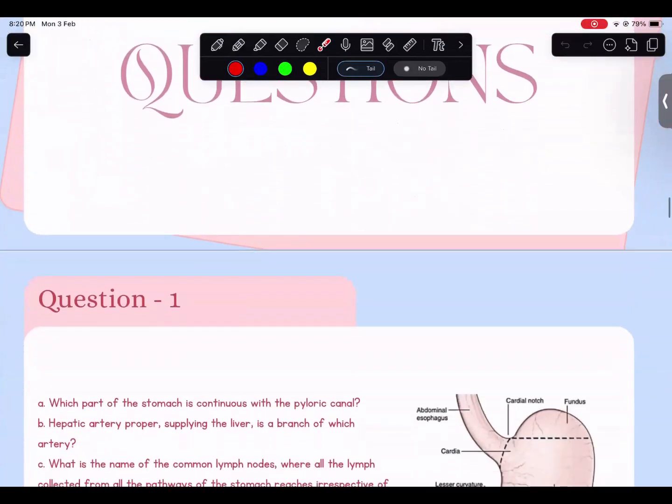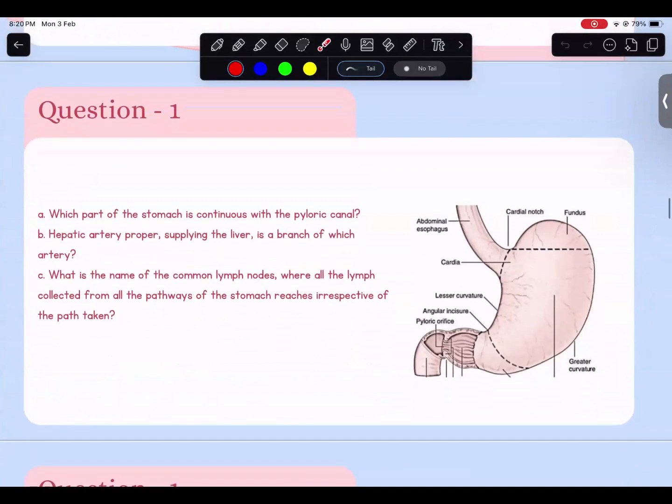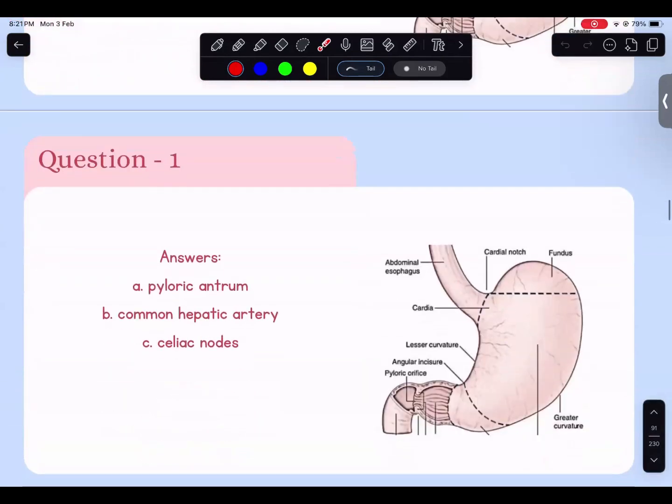We're going to have practice questions for the stomach and the appendix. Which part of the stomach is continuous with the pyloric canal? Pyloric antrum, good. The hepatic artery proper, supplying the liver, is a branch of which artery? Common, good. What is the name of the common lymph nodes where all the lymph is collected from all the pathways of the stomach? Celiac. Very important, guys, just remember celiac.